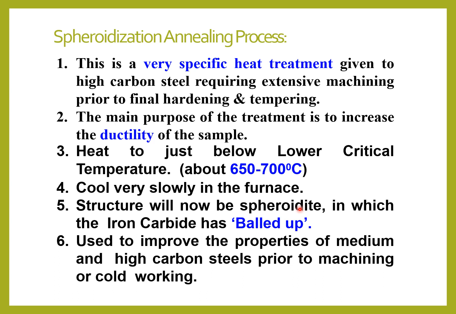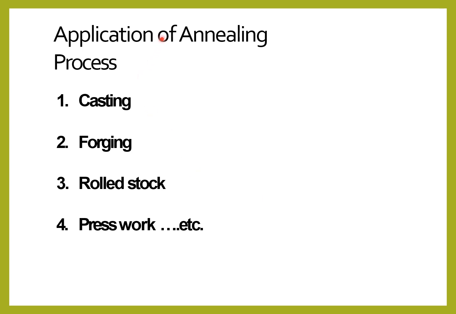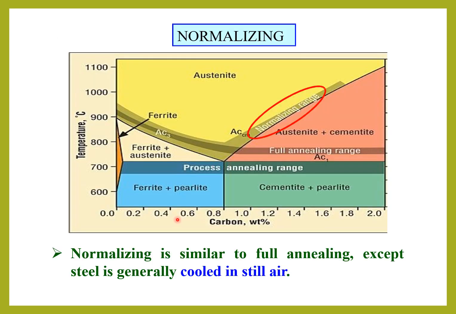Because of this, the machinability will be less, so we have to improve the machinability. For high carbon steels and others, we can use this spheroidization annealing process. So this is called spheroidization annealing. These are the applications of annealing: casting, forging, presswork, rolling stocks, etc.